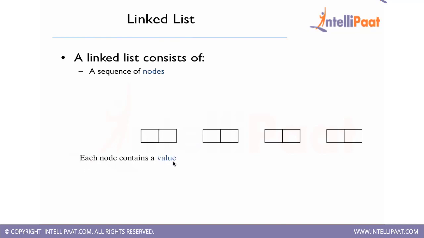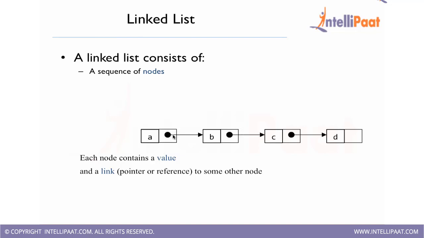Each node contains a value. So every node has a value and a link which is pointing to some other node. So this is the link part which is pointing to some other node. That is why it is called a linked list, because each memory section is linked to some other memory section. So it's a chain that is being built, and the last node will contain a null. So this is how our chain terminates.